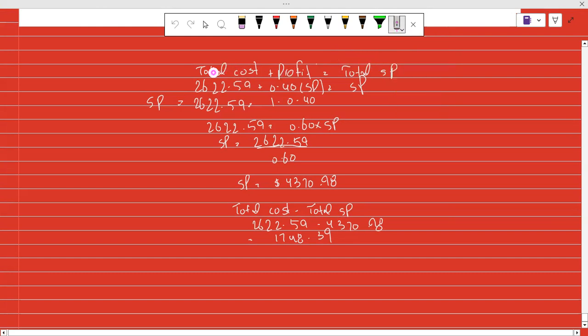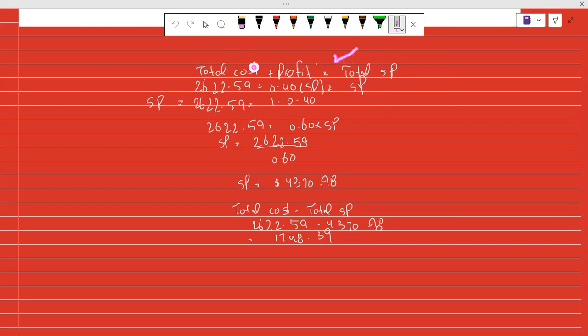Okay, so there you can see that we will use this statement here. This is a very normal and very popular statement: total cost plus profit is equal to total selling price. We will use this statement to extract our selling price and also our profit. We know that our total cost is 2622.59, and our profit, we don't know the exact amount, but we know that 40% of the selling price would be our profit.